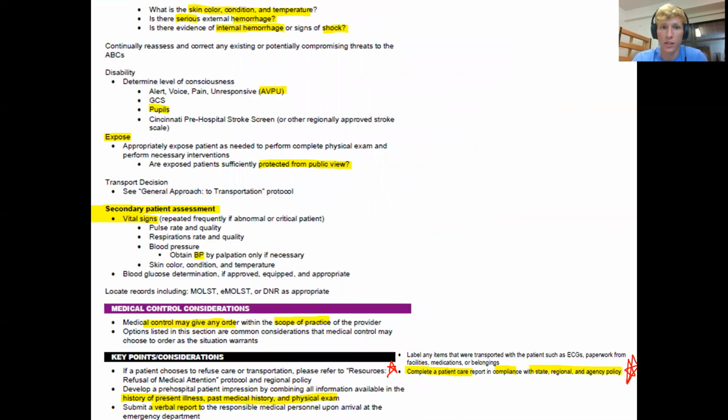And additionally for that, you're going to look at the skin color, temperature, condition, also serious hemorrhaging, and internal hemorrhaging and shock. So if someone has a hemorrhagic shock, they'll have cool, pale skin, and you'll see maybe some bruising internally, or just presented with a trauma.